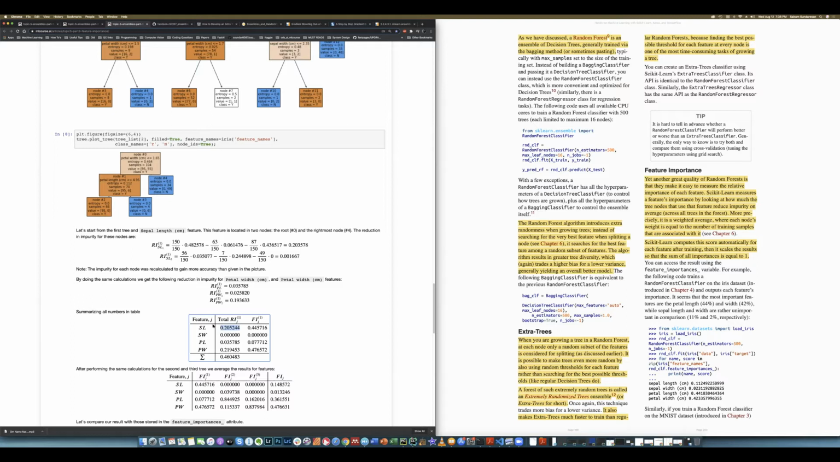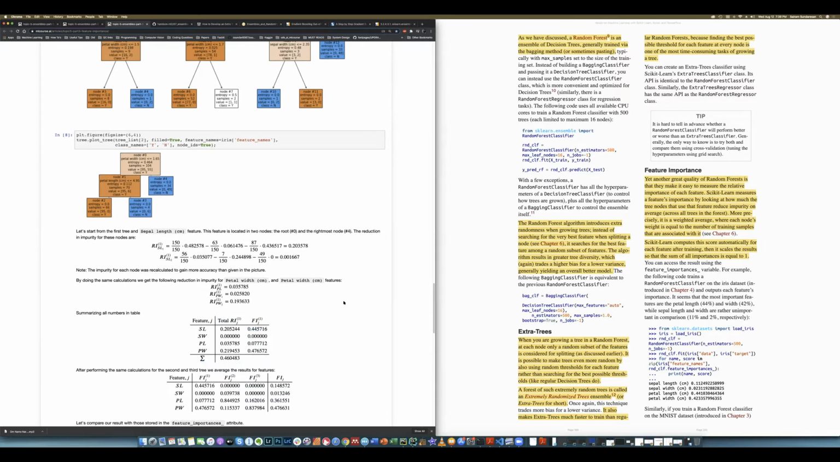And then you compute this for every single feature: sepal width, petal length, petal width. Then you have the summation, and you normalize it by this. You take this and divide it by this, take this and divide it by this, and so forth. Then you get a number, and that's your feature importance. That's how scikit-learn is computing it for a random forest. Is that clear?